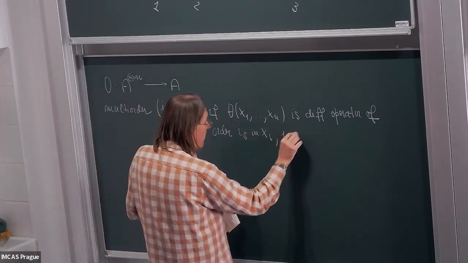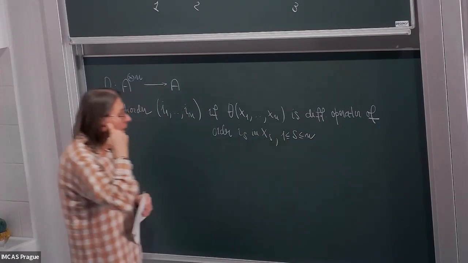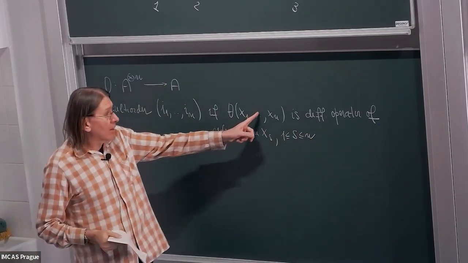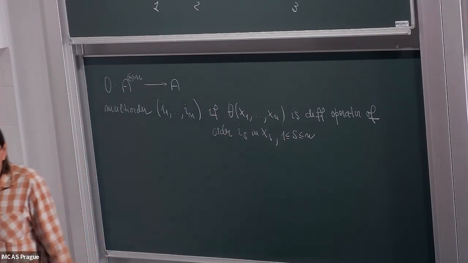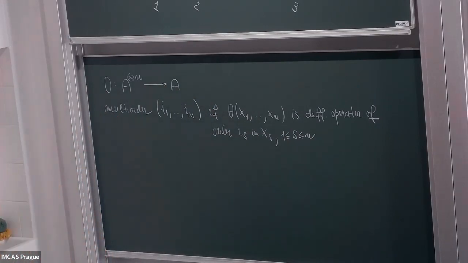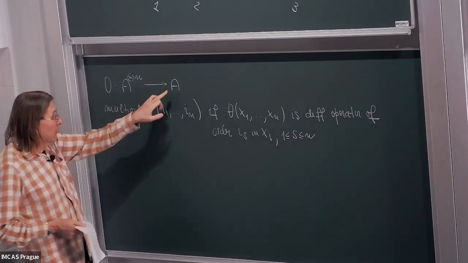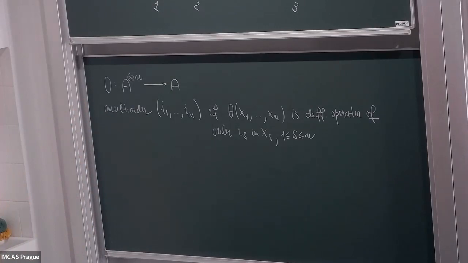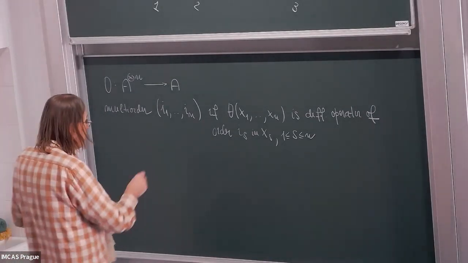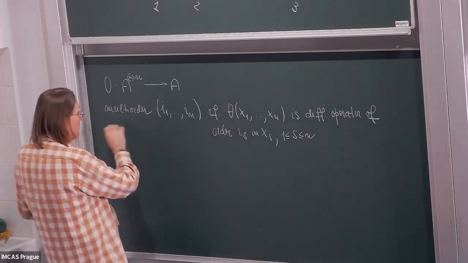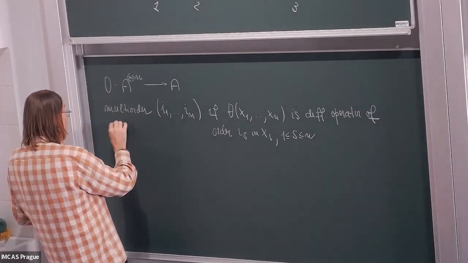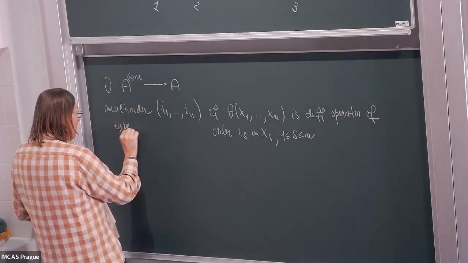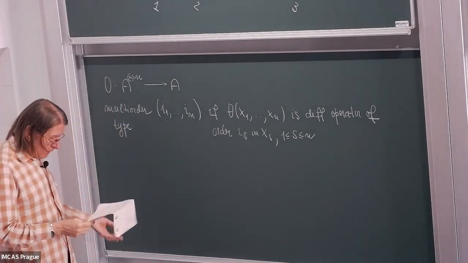Because I pick some x_s and consider the remaining things constant, and this will be a linear map from A to A, and I require it to be a differential operator of order i_s. Yes. Okay. I may also say that instead of multi-order, because this is too long a word, I may say it's of type. I will be probably mixing these two names.